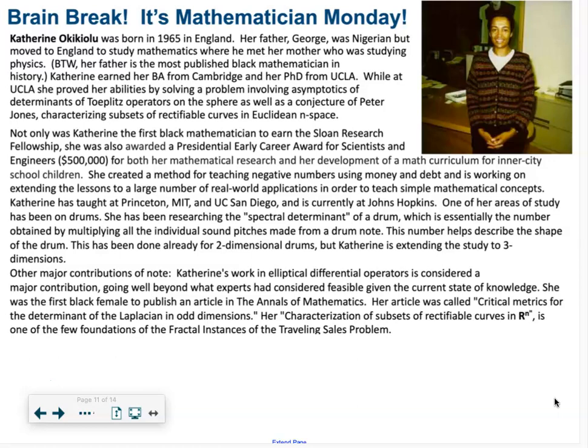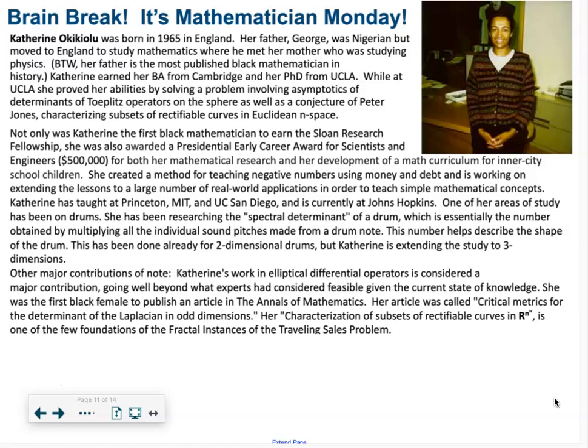Not only was Catherine the first black mathematician to earn the Sloan Research Fellowship, she was also awarded a Presidential Early Career Award for Scientists and Engineers, which was $500,000, for both her mathematical research and her development of a math curriculum for inner-city school children. She created a method for teaching negative numbers using money and debt, and is working on extending the lessons to a large number of real-world applications in order to teach simple math concepts. She has taught at Princeton, MIT, UC San Diego, and she is currently at Johns Hopkins. So anyone who attends Johns Hopkins, you can look up Catherine Okikiolu because she's still there.